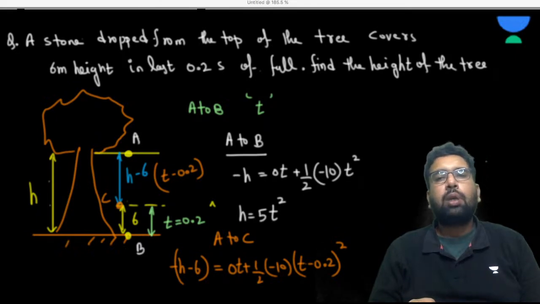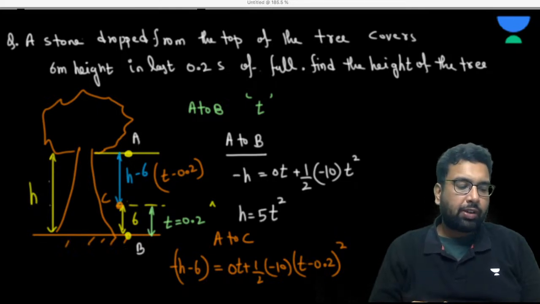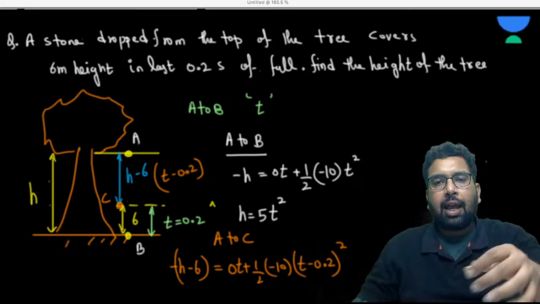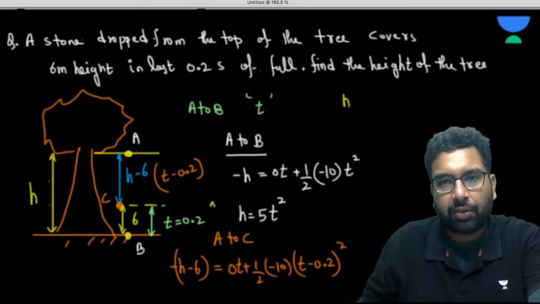You are going to get the two variables solved. Clear? So now, solving this equation, you can get h. And you can cross-check it, because I have solved it loosely.